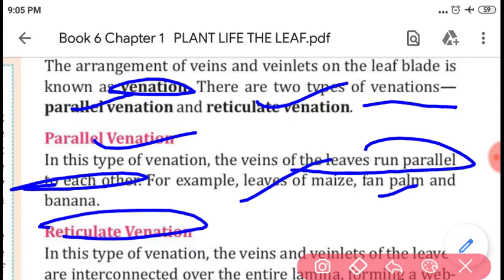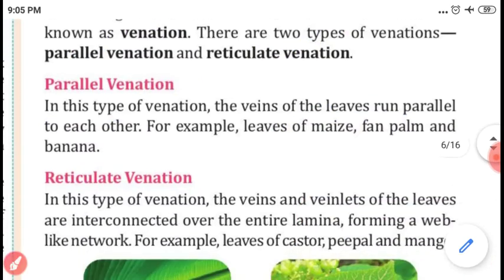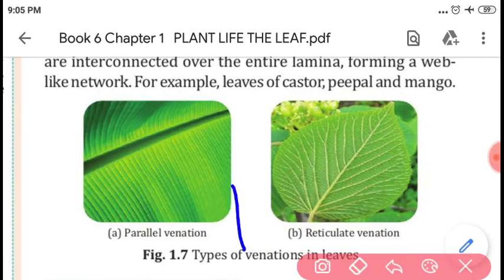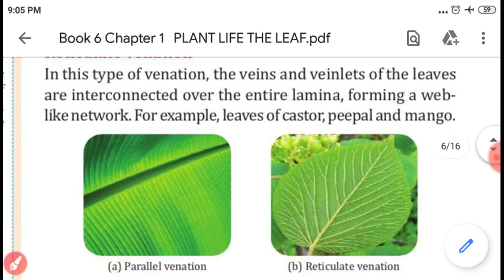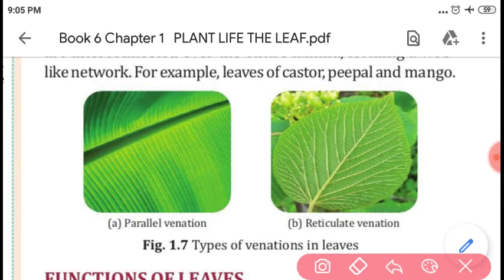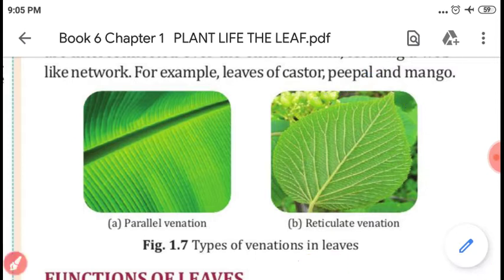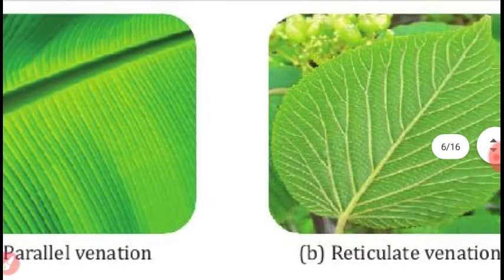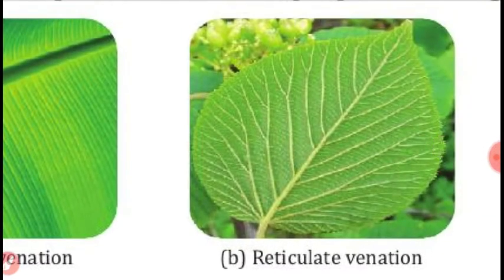Now we will talk about reticulate venation. What is reticulate venation? Students, in this type of venation, the veins and veinlets are interconnected to each other and they form a web-like network. Examples are peepal and mango. I'll show you in the picture. I'll zoom it and show you. This is the parallel venation and this is reticulate venation.